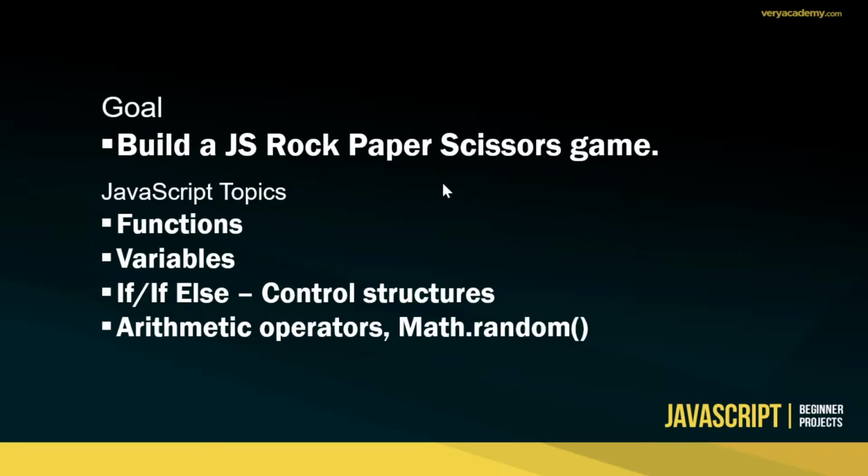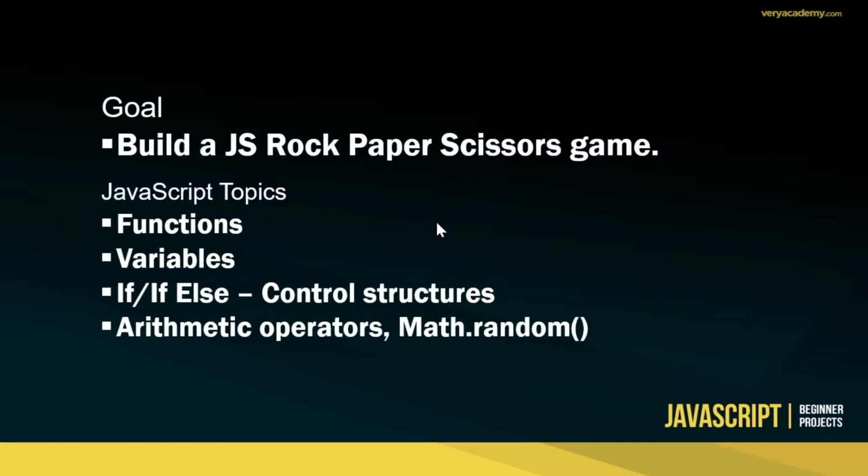So in this tutorial, or in this project, we're going to build a JavaScript rock, paper, scissors game. We're going to need a few tools here. We're going to need functions, variables. We're going to be utilizing some control structures in this project, and then some arithmetic operators, and then the Math.random function, as well as other tools and functionality.